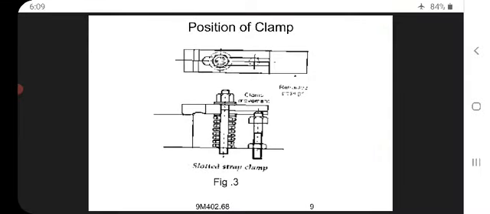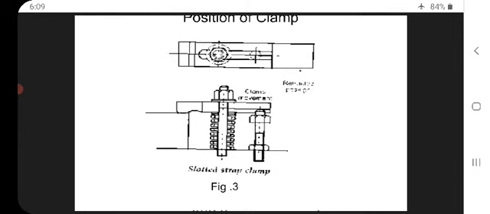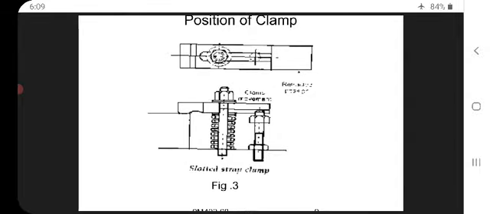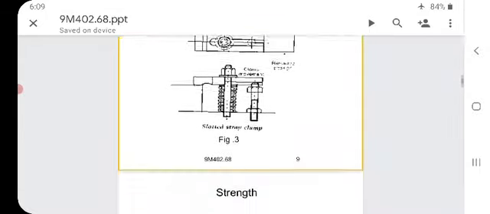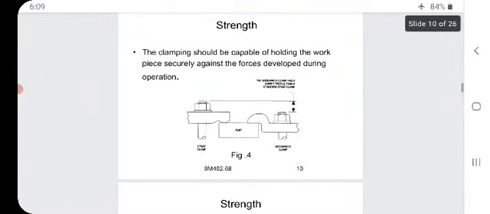Right, slotted, strap, clamp. So, clamp movement. So, it is fixed. Strength.